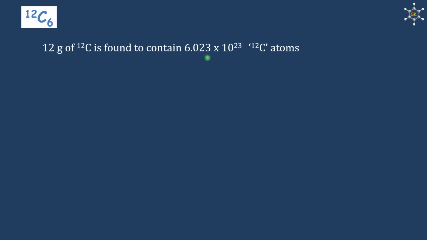Let us consider the isotope carbon-12. 12 gram of carbon-12 is found to contain 6.023 × 10^23 carbon-12 atoms. We know that 6.023 × 10^23 is nothing but 1 mole. So, 12 gram of carbon-12 contains 1 mole of carbon-12 atoms. This indicates 12 gram of carbon-12 is nothing but the molar mass of carbon-12.